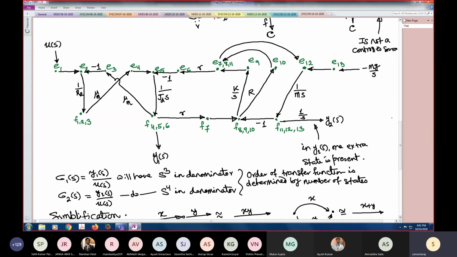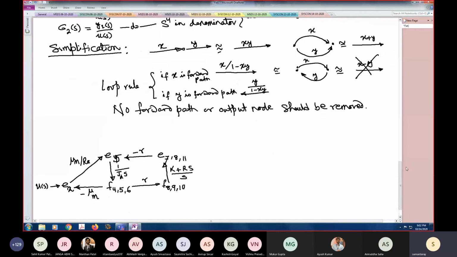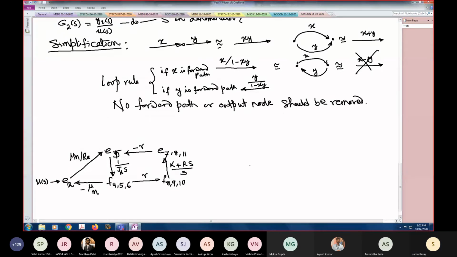With again 1 by MS. And then we have again -1. Output is 1 by S. So what is that? F11, 12, 13. So we have somewhere F11, 12, 13. This is 1 by MS. This is -1. This is output 1 by S.